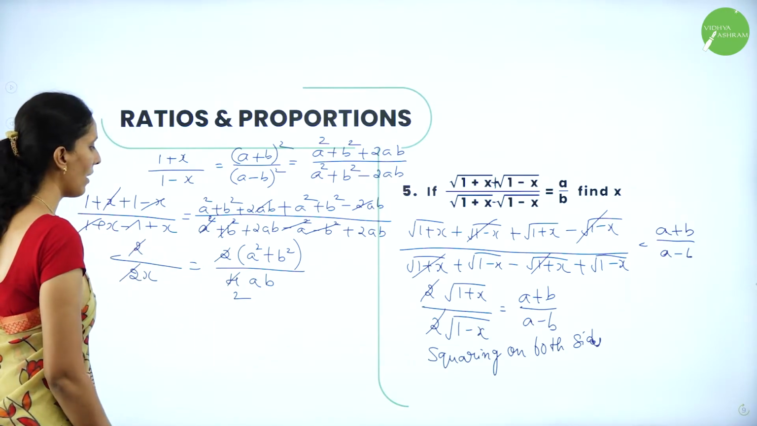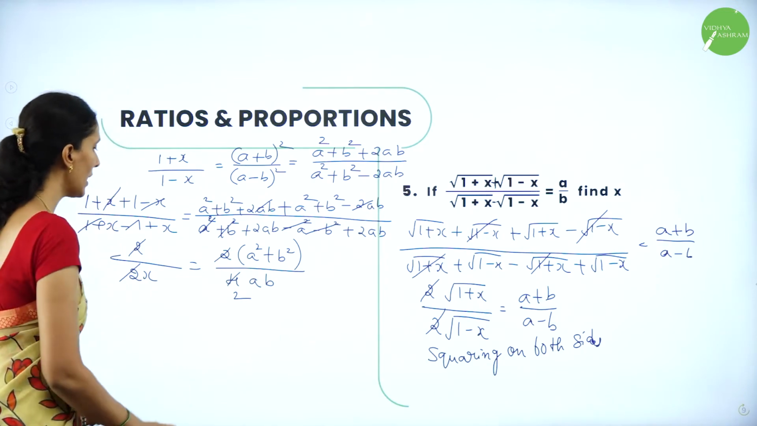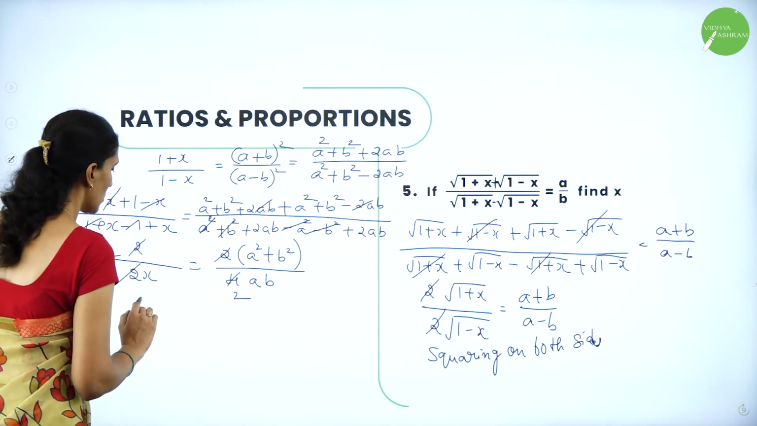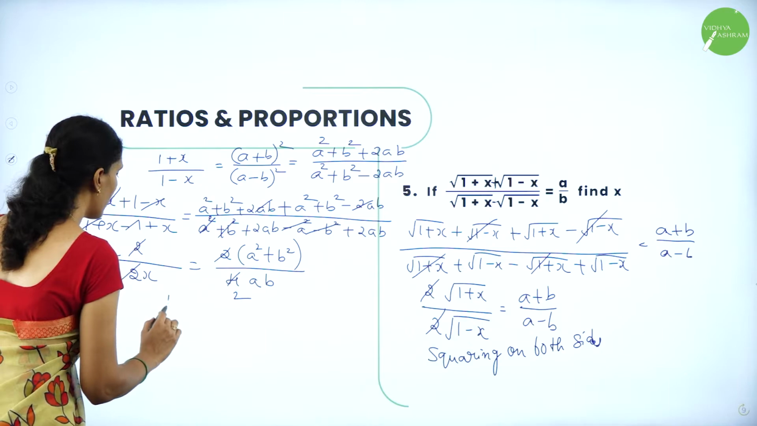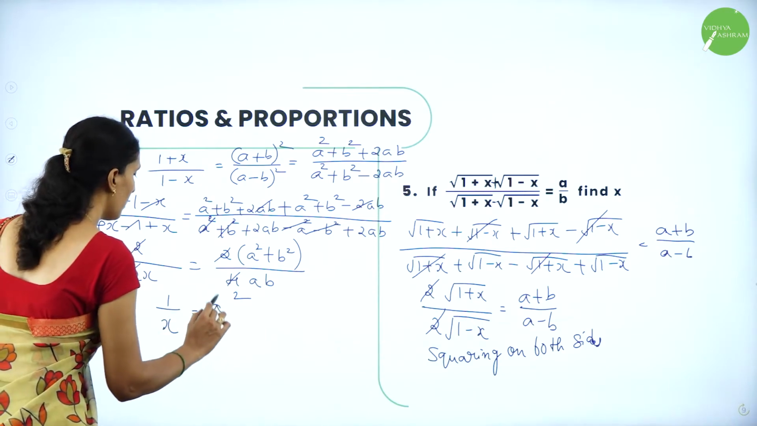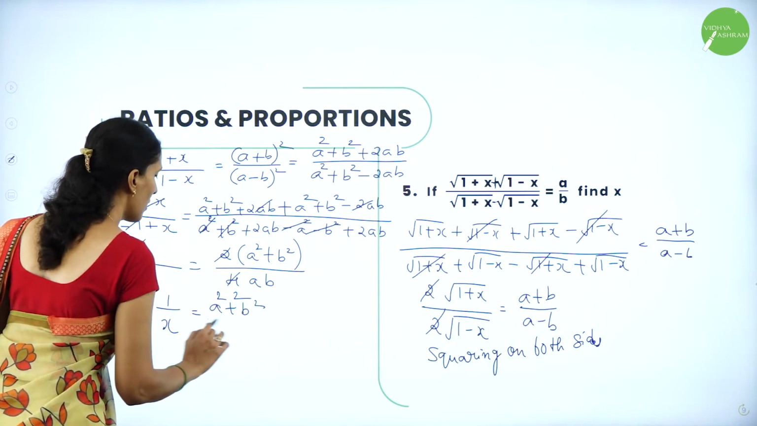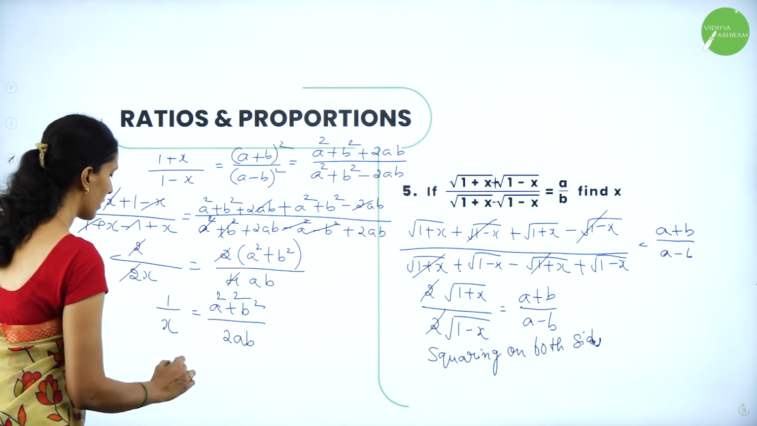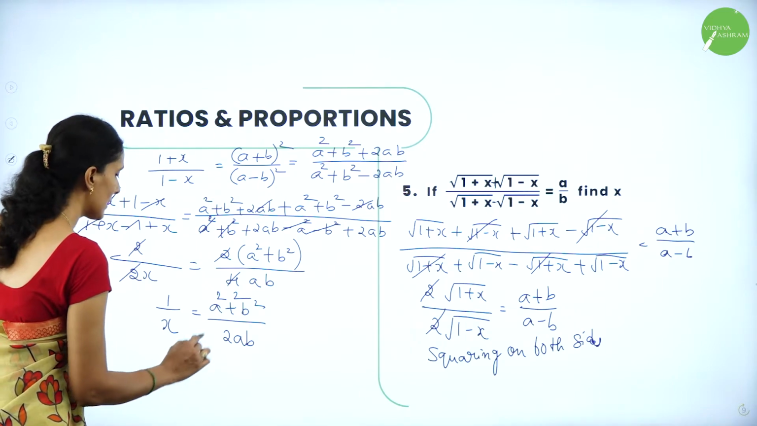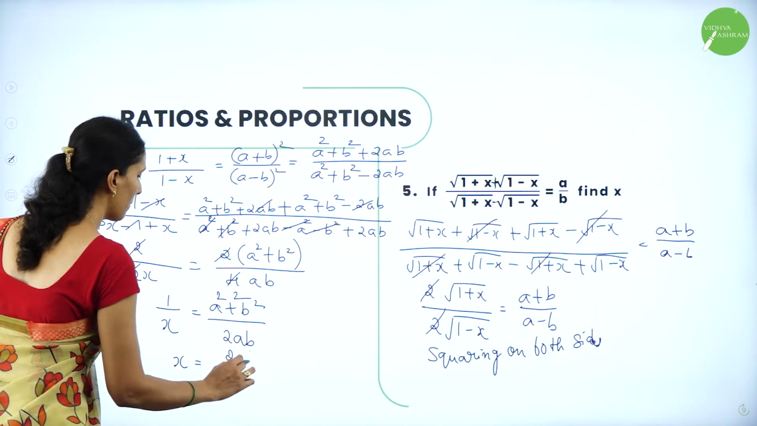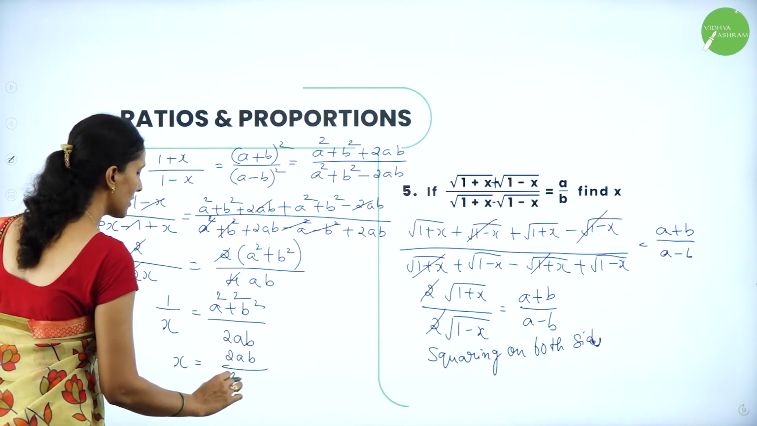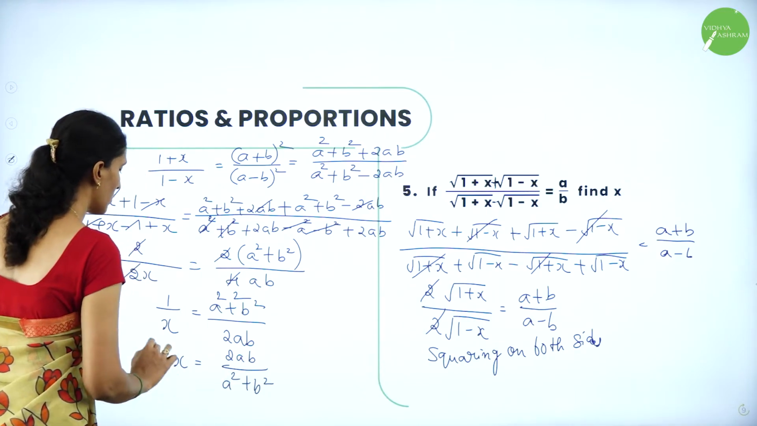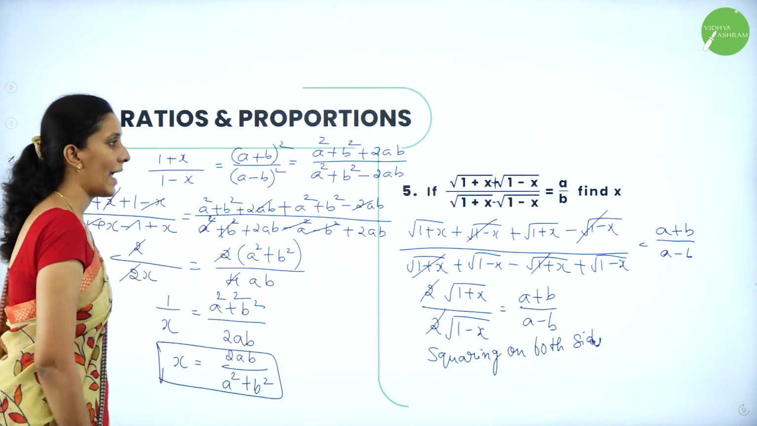1 by x you have a square plus b square by ab. So reverse this. If you reverse this, you have 1 by x is equal to a square plus b square by 2ab. If you want the value of x, just take the reciprocal. So x is equal to 2ab divided by a square plus b square. So this is the value of x.